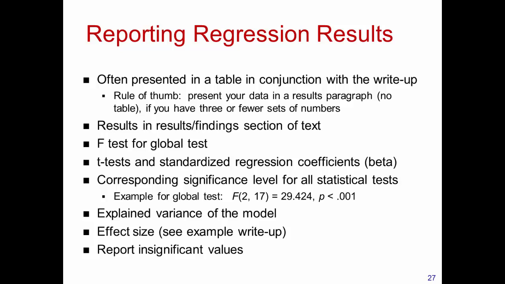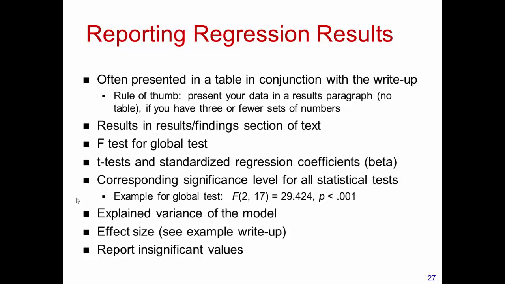Your results go in the results or the findings section of your text, and you want to make sure that you list the F-test for the global test and the T-tests and standardized regression coefficients for the regression model. In this example, you also want to provide all the corresponding significance levels for all your statistical tests, and this is APA format right up here, where you have your F test with 2 degrees of freedom in the numerator, 17 in the denominator, and you get 29.424 as your F statistic, and the p-value is less than 0.001. And you want to talk about how it explained the variance of the model and the effect size, which you'll see in the example write-up.